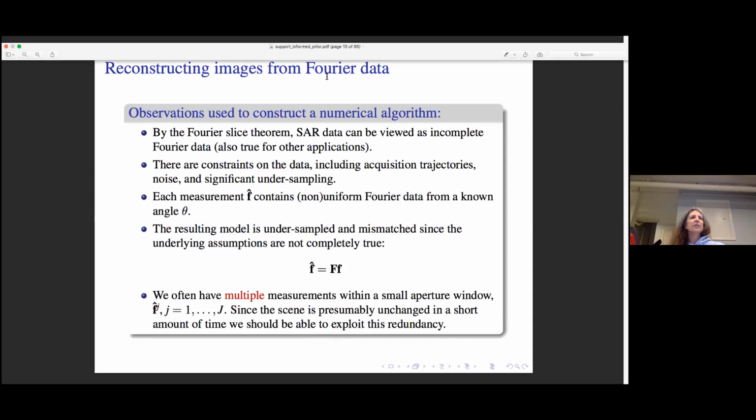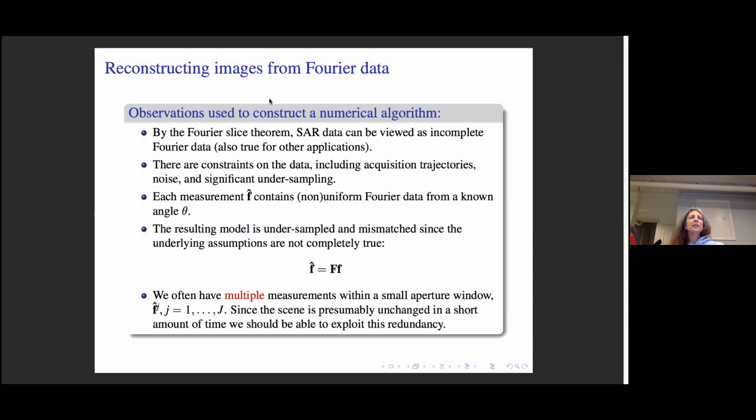Okay, I see there's a question in the chat. Why is f complex? Well, because the information from the scene has both amplitude and phase.